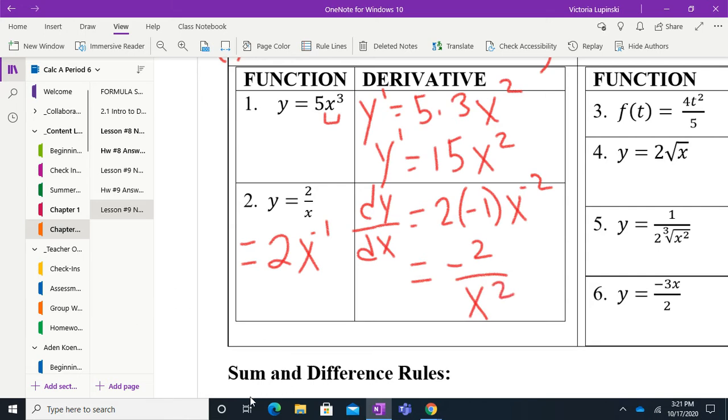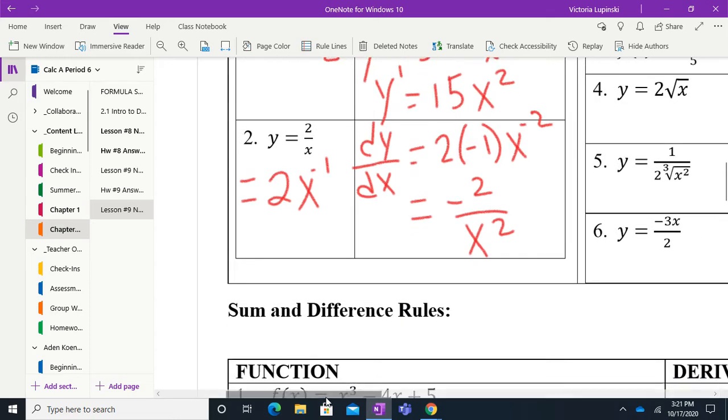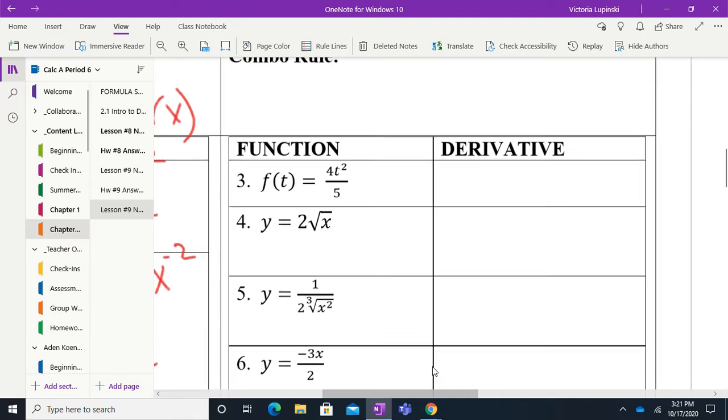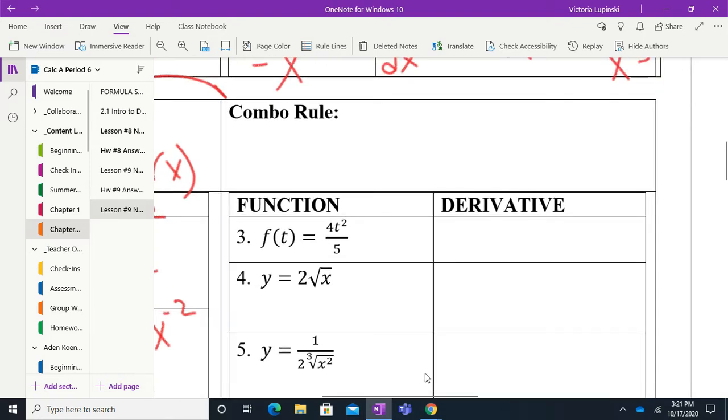So 3 through 6 are just kind of an offshoot of this rule, and we call it the combo rule. Oops, sorry for the motion there. So what the combo rule does is it basically combines the power rule and the constant multiple rule just to kind of write it a little more cleanly. And here's what it says.